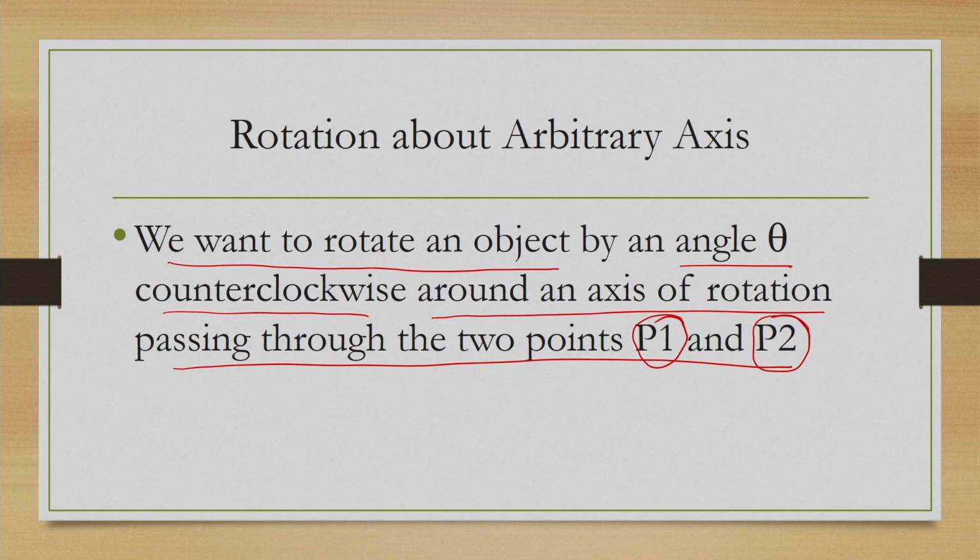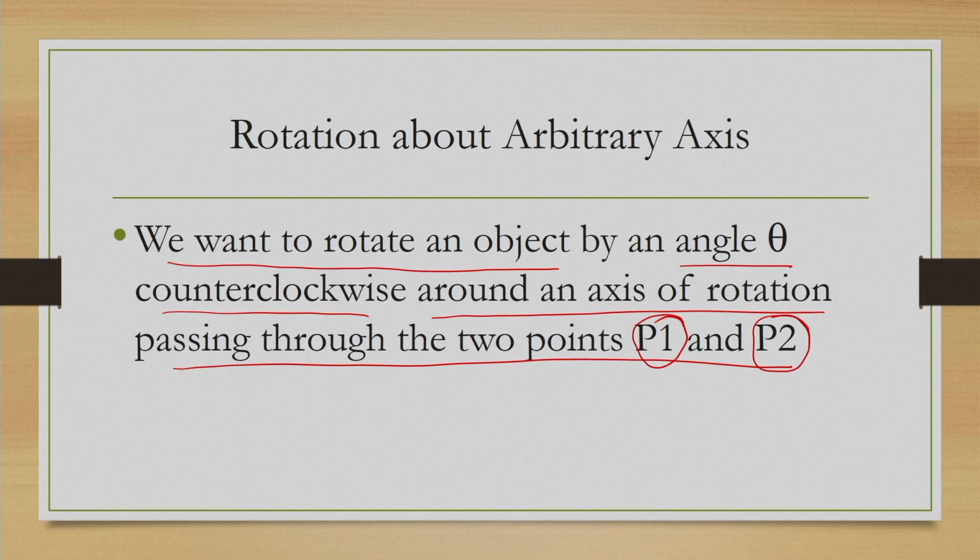So, unless we mention the points, it will be difficult to represent the axis. So, then we have an axis defined by the 2 points. We have an angle of rotation theta which is counterclockwise. Remember that we are using a convention that if angle of rotation is counterclockwise, then it is positive angle. If angle of rotation is clockwise, then we consider it to be negative angle.